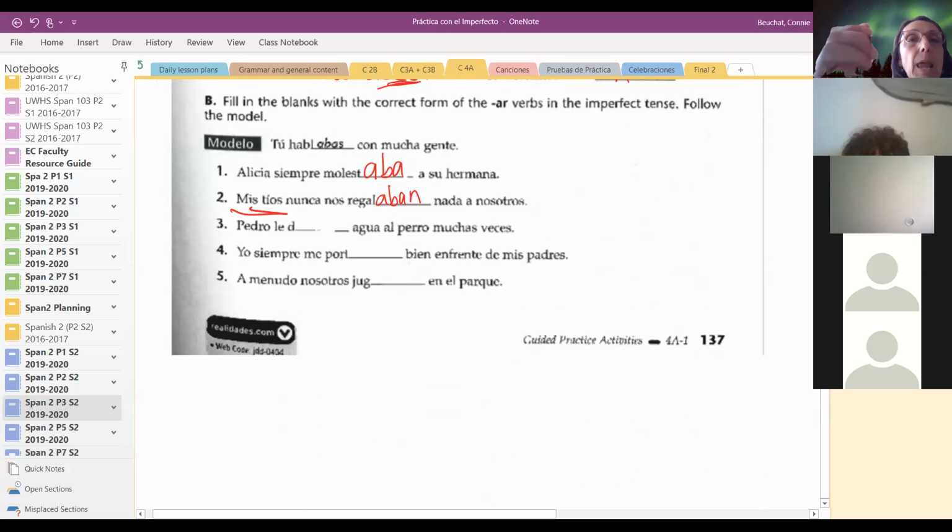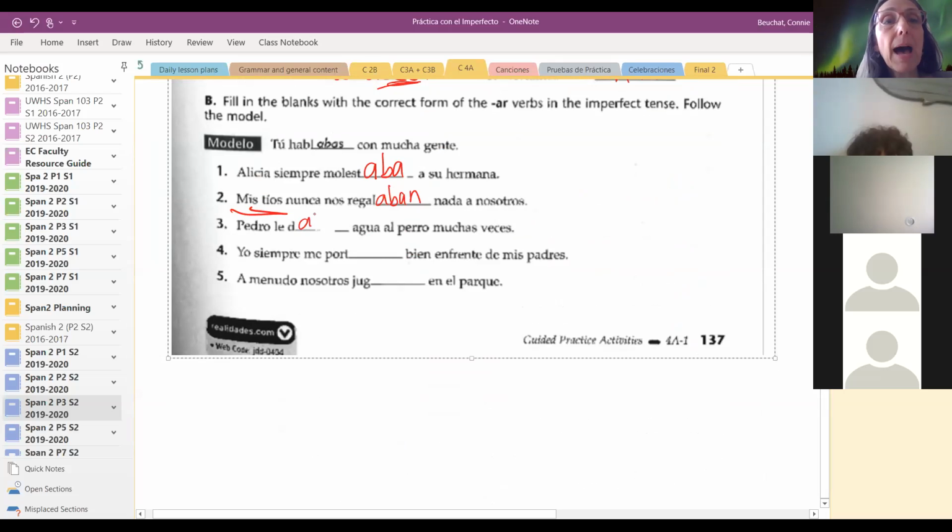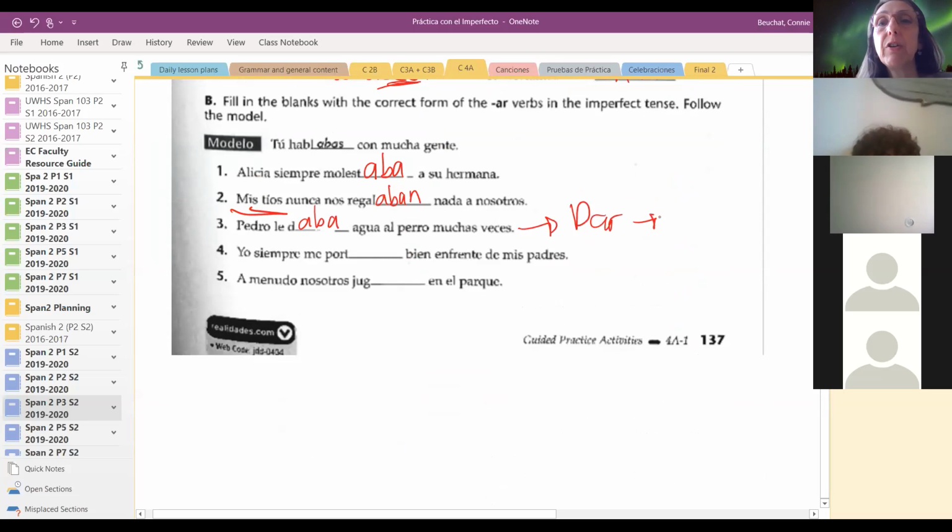For 3, I got this is a weird one. Let me see if you got it. I didn't explain it, but maybe you got it. Tell me. Yes, it is daba. So it is from the verb dar. Who remembers the verb dar? I do. Yeah, to give. Good job, Cici. So Pedro le daba means Pedro used to give, right? Used to give. Okay.